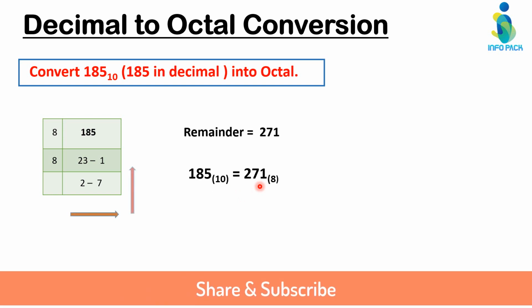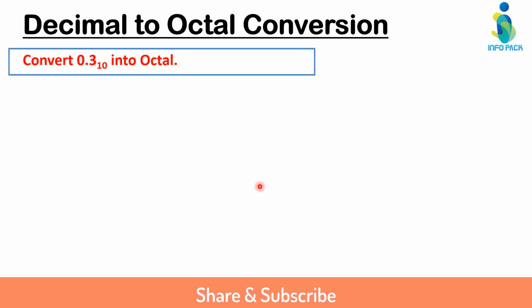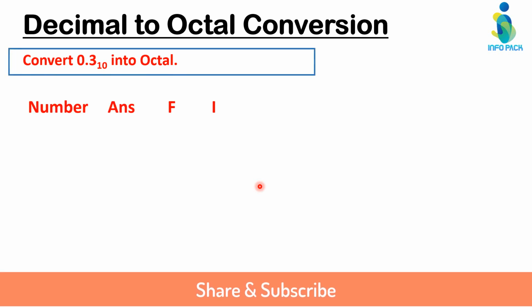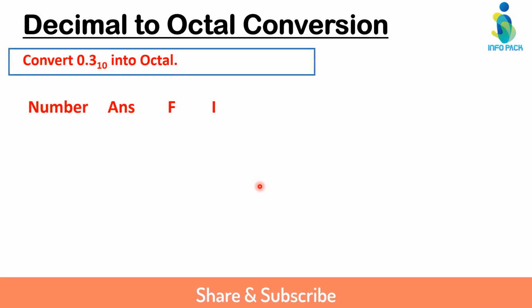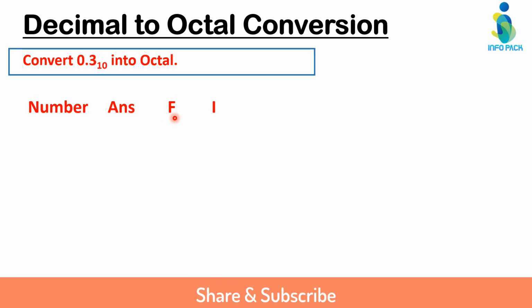Let's see another example. Now the number is in fractional form and we have to convert it into octal. To convert a fractional number into octal, we have to write the number here and the answer here, and we have to separate the fractional and integral part of the number. For example, here 0 is the integral part and 0.3 is the fractional part.